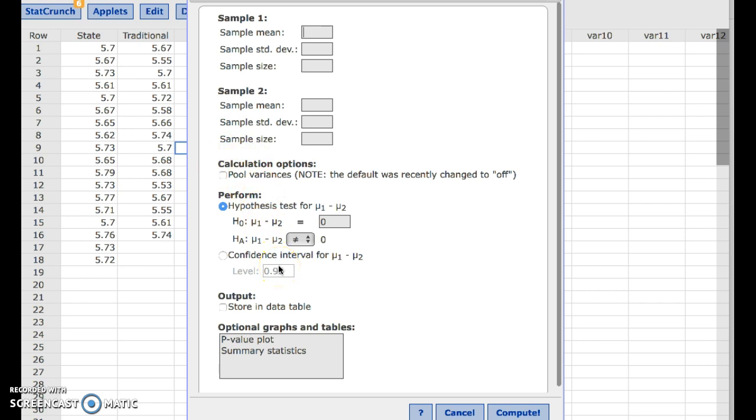If you have the summary, you don't have the option of checking your QQ plot and your box plot because StatCrunch wouldn't have that information to create those. So your optional graphs are quite a bit different. All right, so that'll wrap us up for our examples in 11.3. Make sure you let me know what questions you have.